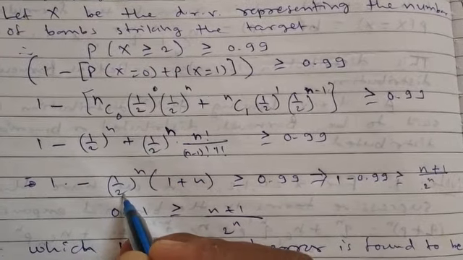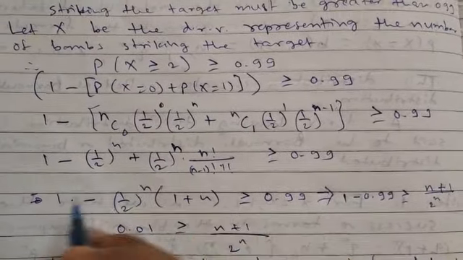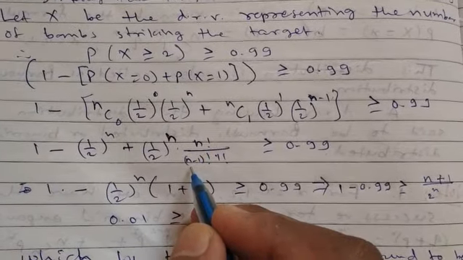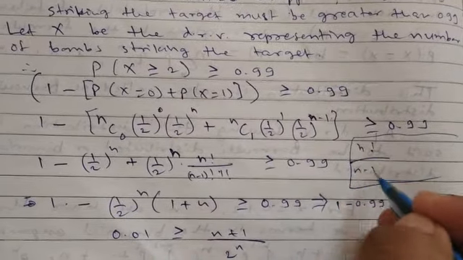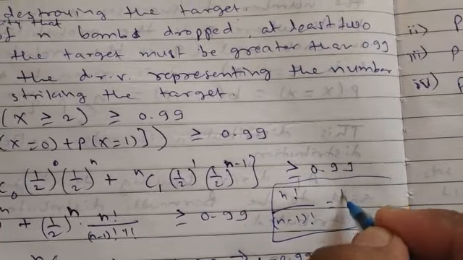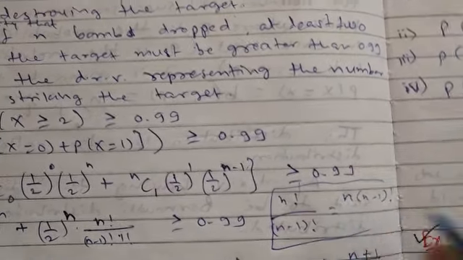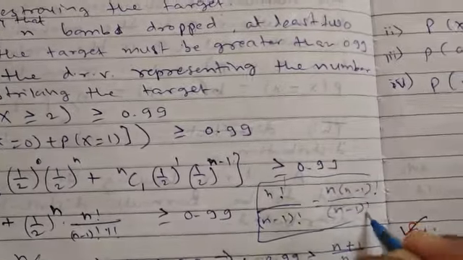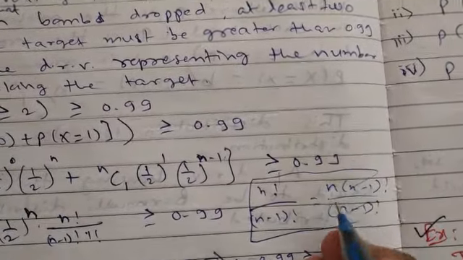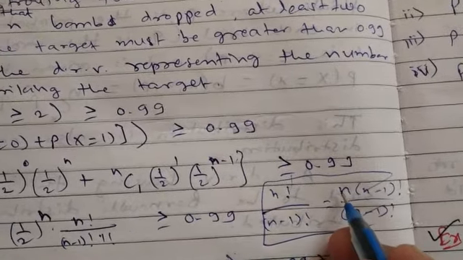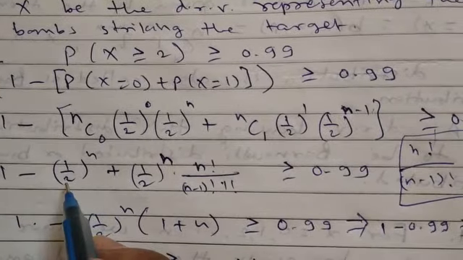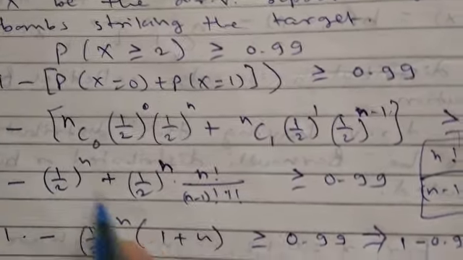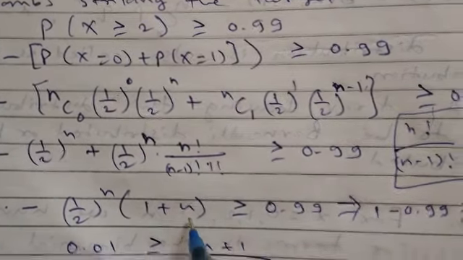What is remaining? So here, n factorial divided by (n minus 1) factorial. We can write n factorial as n into (n minus 1) factorial divided by (n minus 1) factorial, and this (n minus 1) factorial gets cancelled. So value of this term is only n. So taking (1/2)^n common here, you will get here 1 and here n. So 1 minus (1/2)^n into (1 plus n) is greater than or equal to 0.99.